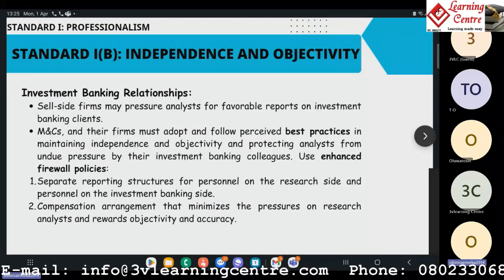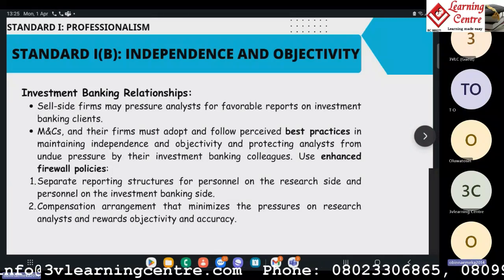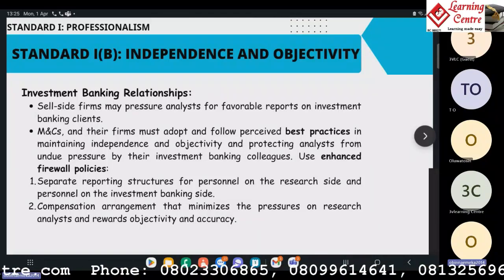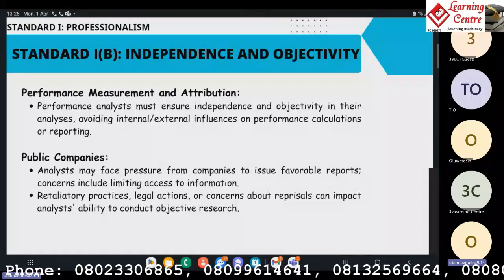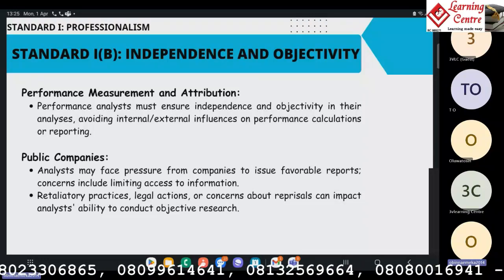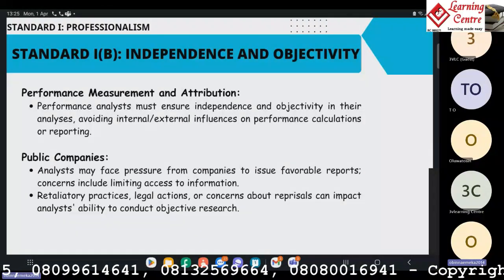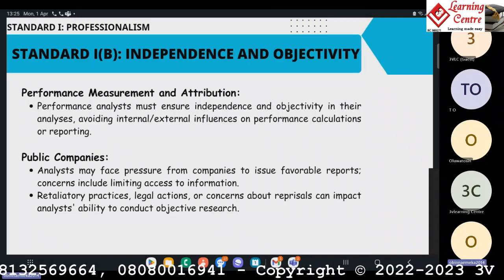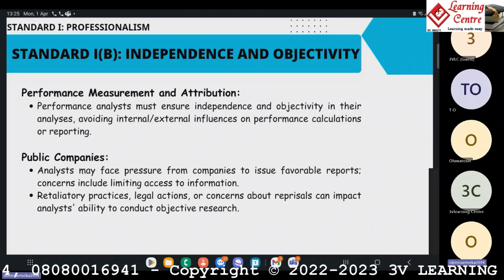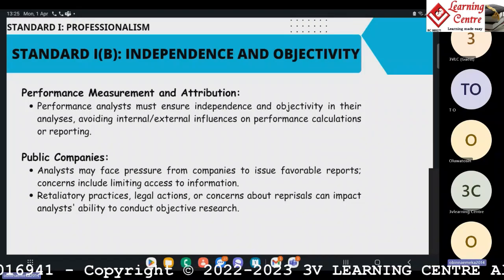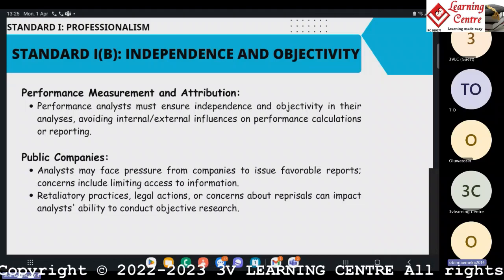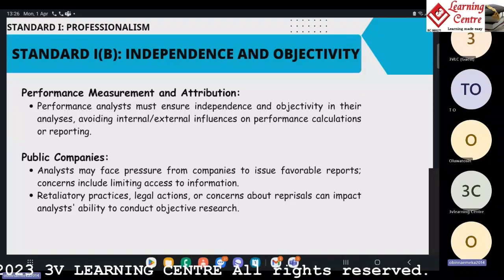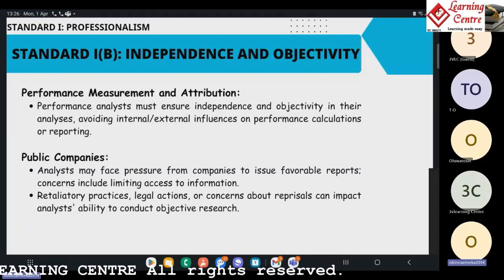Then what about performance measurement and attribution? If you are seeking clients as prospects, or you have some clients already, over time you need to measure the returns of their investments and report it to them, right? You can also keep those returns for when you want to do marketing, so you have something to push to prospective clients. According to this standard, whenever you are doing your performance measurement and attribution, make sure you are independent and objective, and don't allow any person in your firm to influence whatever reports you are going to issue.